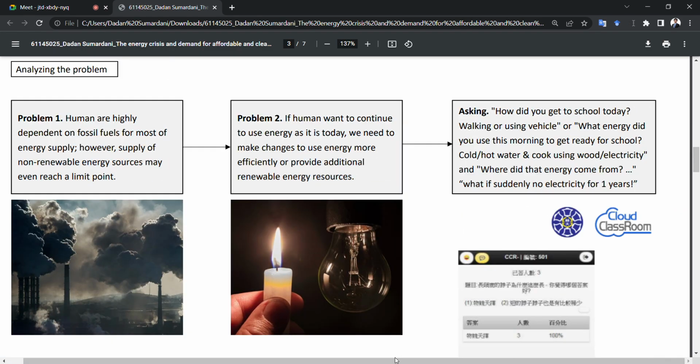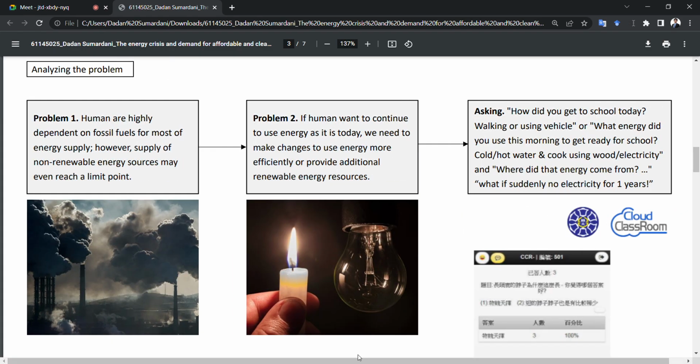So we send students two problems. The first problem is humans are highly dependent on fossil fuel for most of the energy supply. However, supply of non-renewable energy sources may even reach a limit point. And then problem two, if humans want to continue to use energy as it is today, we need to make change to use energy more efficiently and provide additional renewable energy resources.